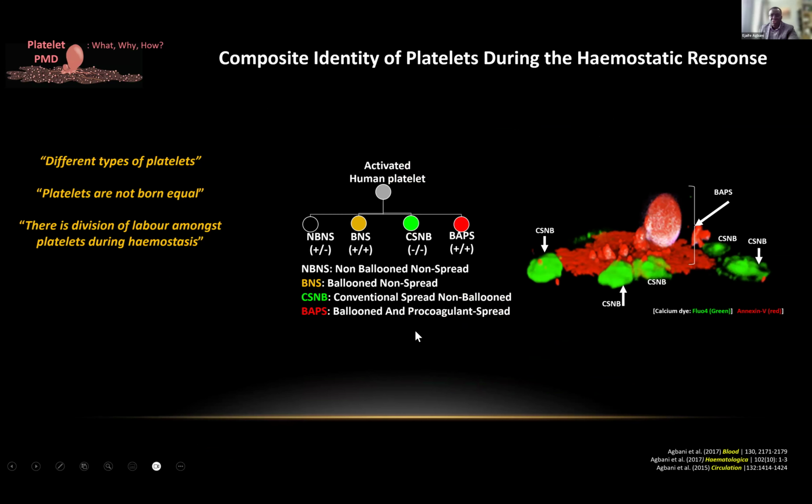So again, I'm showing you a 3D reconstruction of the imaged platelets. I just want to draw your attention to this side. Everything you can see in red here is actually one platelet, a single platelet, and that is a ballooned platelet. You can see the balloon structure, and then the procoagulant spread part of it that is surrounded by 1, 2, 3, 4, 5 conventional spread non-ballooned platelets that we believe are contractile and are performing a distinct role. In fact, there is mounting evidence that there is division of labor among platelets during the hemostatic phase.